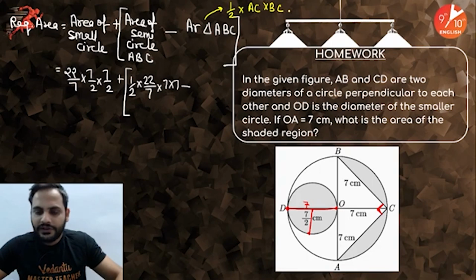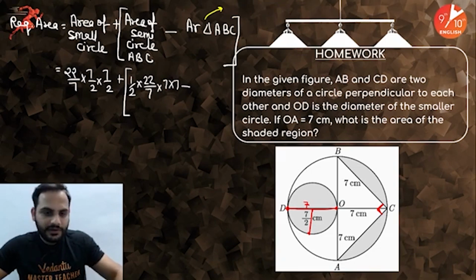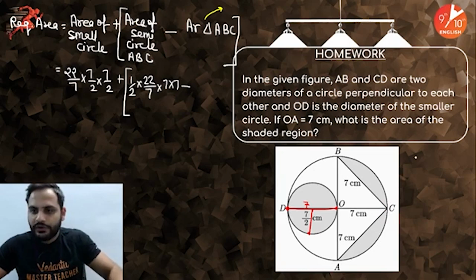But I think again, to get the values of AC and BC will be difficult. Not difficult, but you can get it. But look, let's do it in a more easy manner. What I can do over here is, guys, listen carefully. I can say both these triangles are going to be congruent.